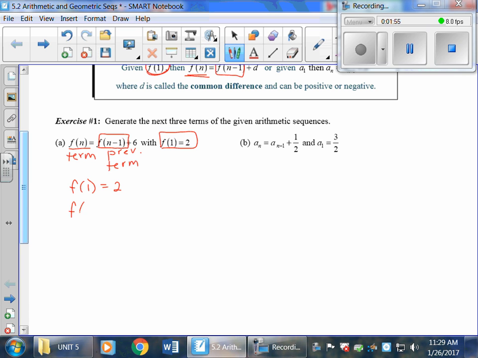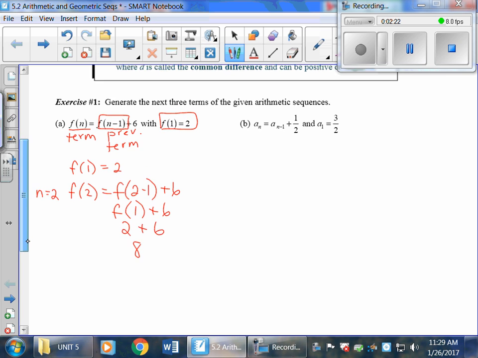Now to find f of 2, this is the term we're looking for. It's going to be, now if we do it according to our definition, we know here n is equal to 2. So f of 2 minus 1 plus 6. So this becomes f of 1 plus 6, and we know f of 1 is 2, plus 6 is equal to 8. Now that's kind of the long way around it, but I want you to make sense of it before we start taking shortcuts here.